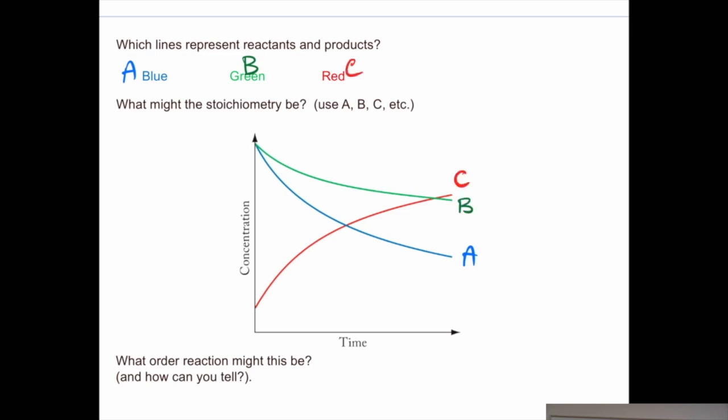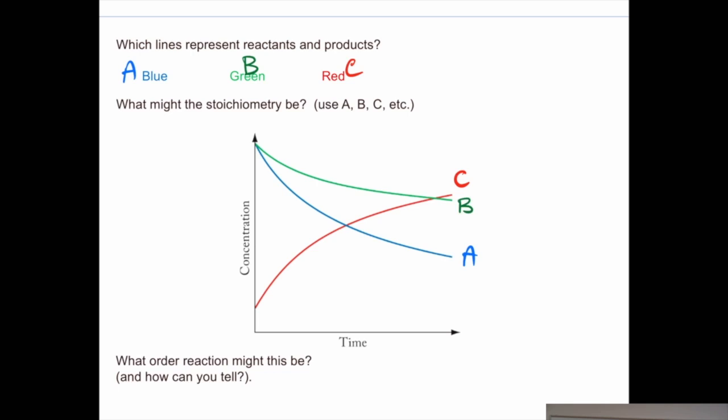What do you think is happening here? What is this describing? I'm describing different reactions that are occurring at the same time. All right, let's see what you guys came up with. What do you think are the reactants here, A, B, or C? A and B, right? And how do you know? Because over time, their concentrations are going away.